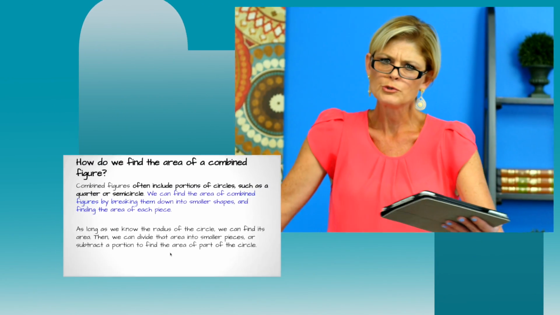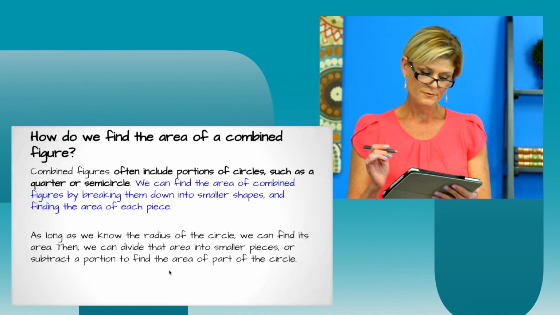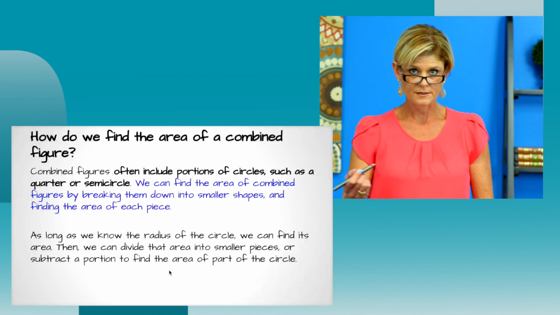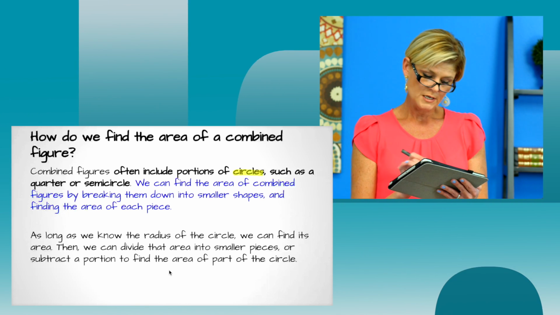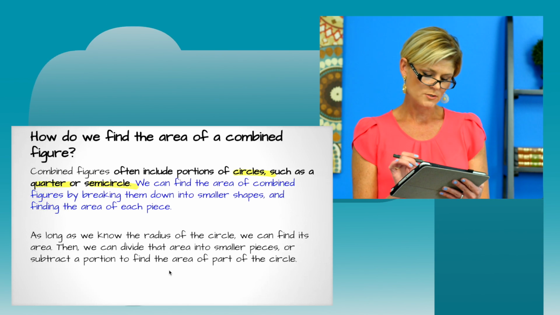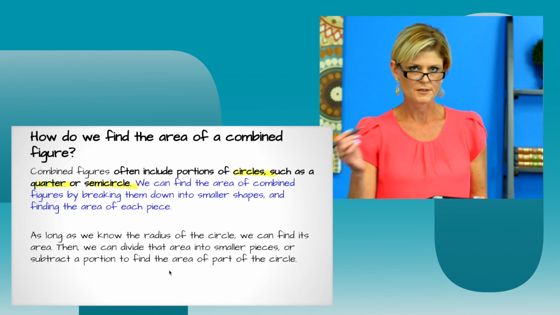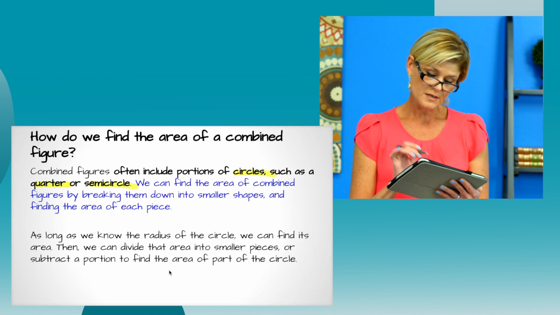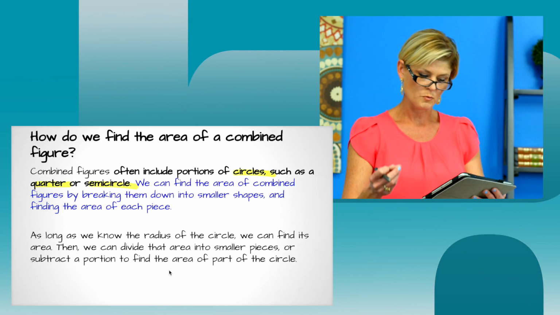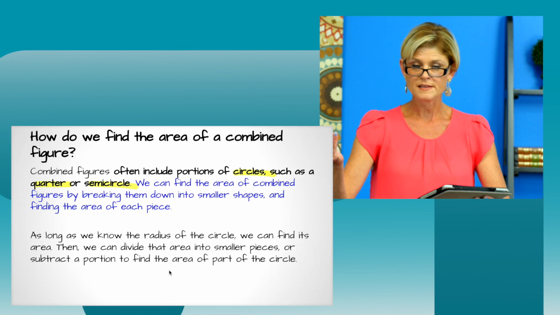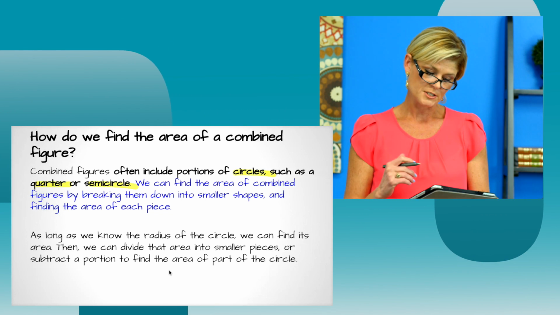All right, so how do we find the area of a combined figure? Now, first of all, let's talk about what combined figures are. They often include portions of circles, such as a quarter or a semicircle. And you'll see lots of examples of this later on in this video. Now, we can find the area of combined figures by breaking them down into smaller shapes and then by finding the area of each piece.